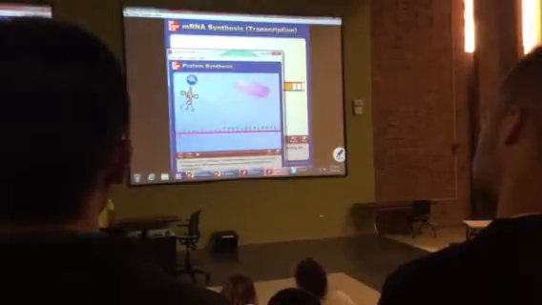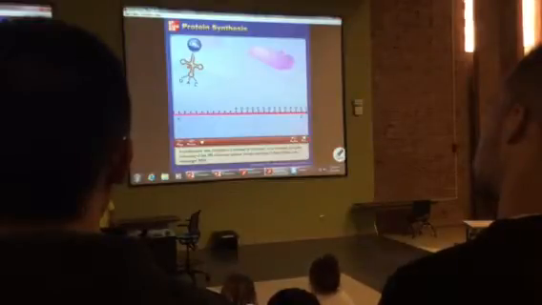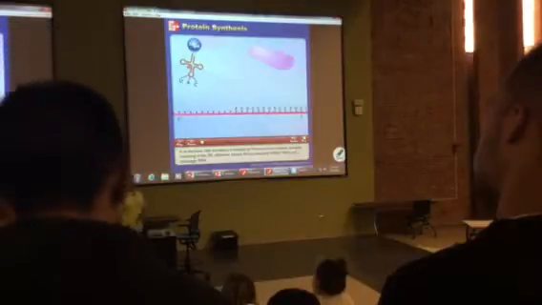Now we move on to translation. So this is the mRNA molecule. There is the recipe right there. That's the copy, I should say. What do you think this is? It's the tRNA. What do you think the circle is? That is a specific amino acid.